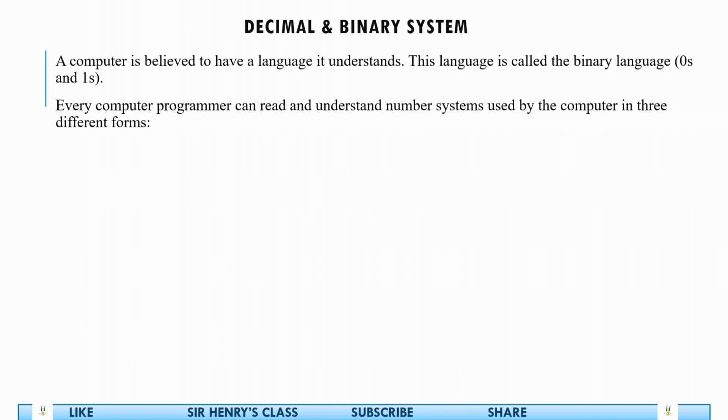Alright, so decimal and binary system. Now this topic is under the concept of programming. So we all know programming is part of the lessons that are being treated in computing in JHS. Every computer is believed to have a language which we call the binary language. That is the language of the ones and zero.